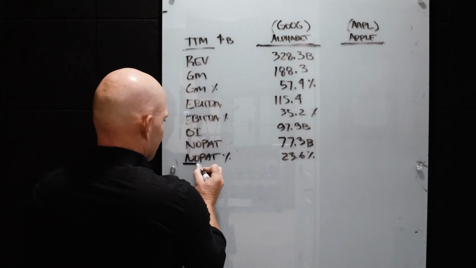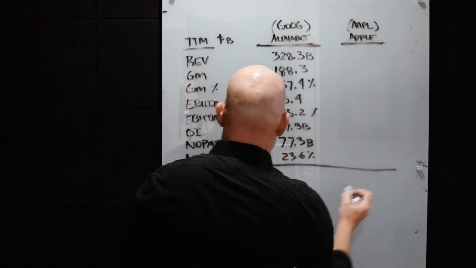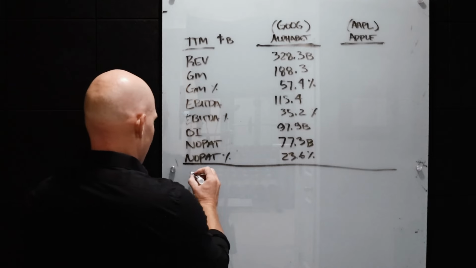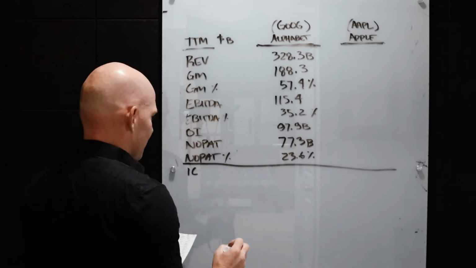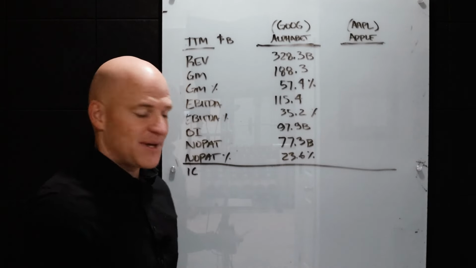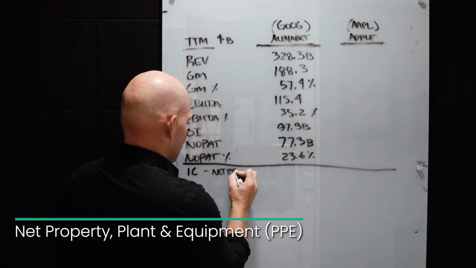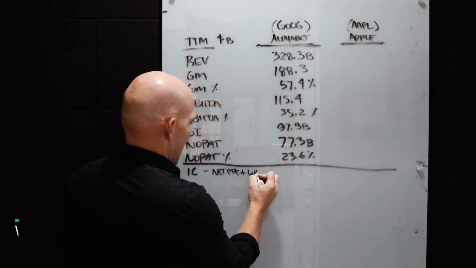And then we are going to come down here and look at some things on the balance sheet and the statement of cash flows, which are two financial statements that I absolutely love, especially the statement of cash flows. Invested capital includes both, all right, I'll just write here, net PP&E plus working capital.